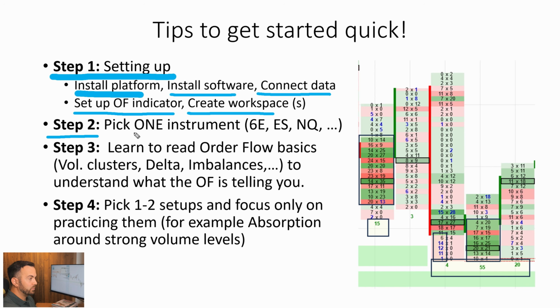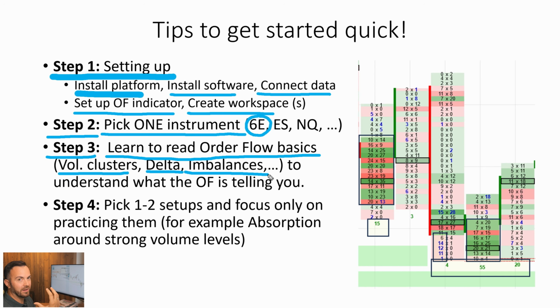Step number 2, pick one trading instrument that you want to focus on. I recommend the Euro futures. That's my favorite. My setups work best on that. So if you want to pick one, I recommend the Euro futures. Step number 3, you need to learn the basics of how to read order flow, and that's the stuff which I was showing you at the beginning. So that's spotting the volume clusters, reading the delta, spotting the imbalances, all that stuff. You need to learn that.